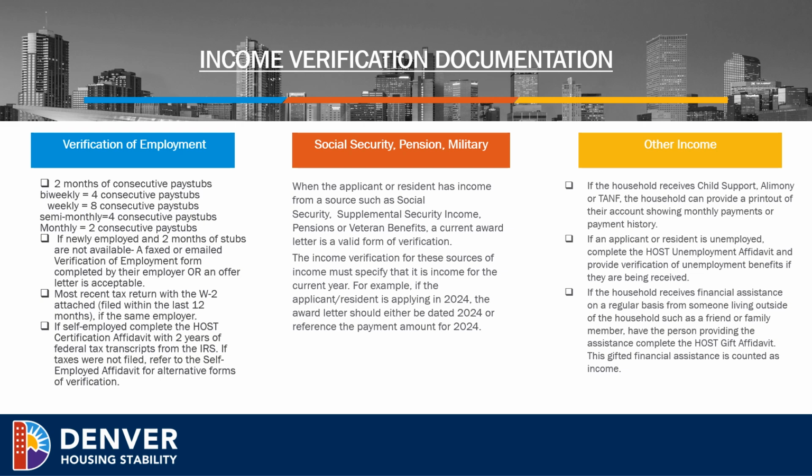For example, if the applicant or resident is applying in 2024, the award letter should either be dated 2024 or reference the payment amount is for 2024. If the household receives child support, alimony, or TANF, the household can provide a printout of their account showing monthly payments or payment history. If an applicant or resident is unemployed, they must complete the host unemployment affidavit and provide verification of unemployment benefits if they are being received.